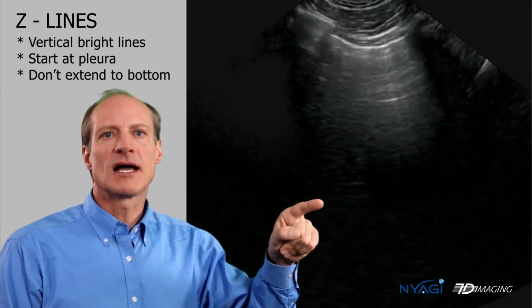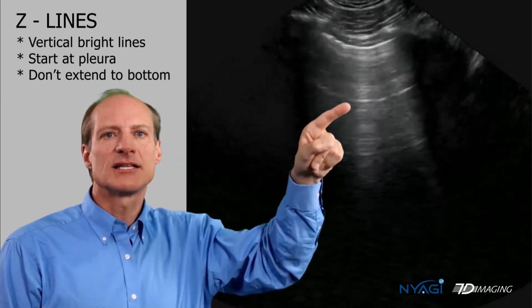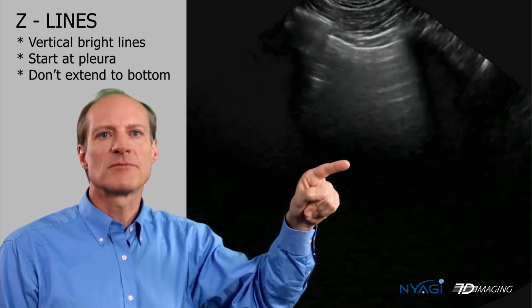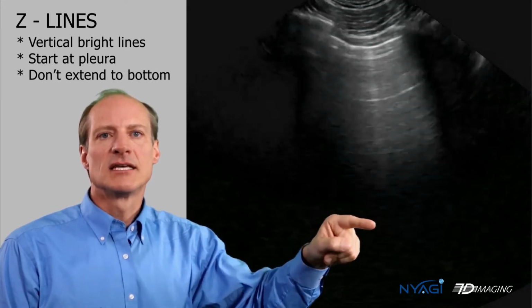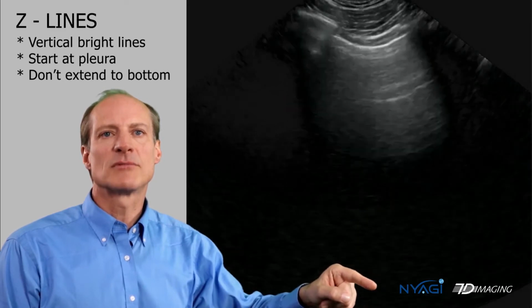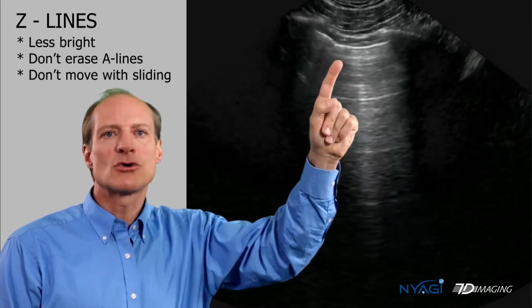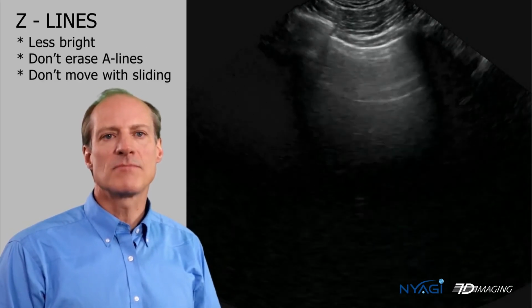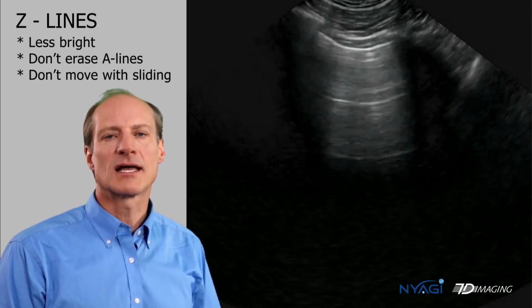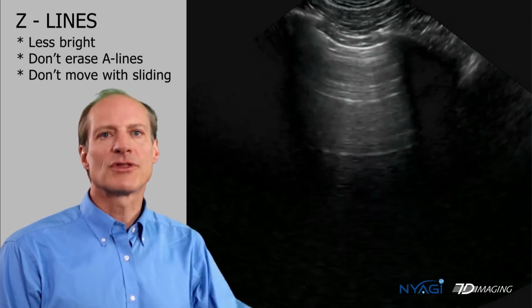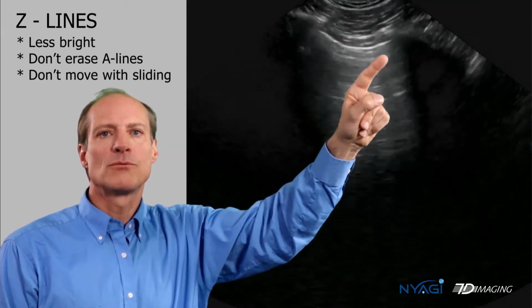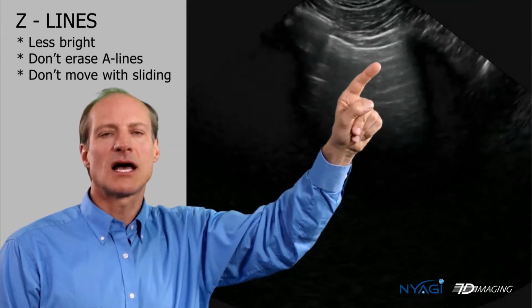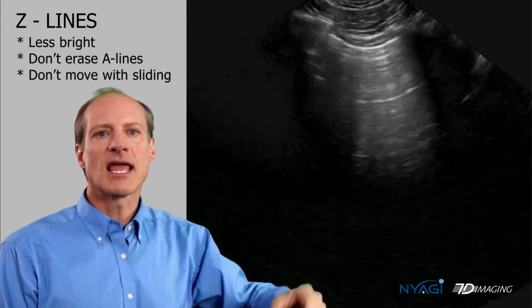A decoy of B-lines is something called Z-lines. Z-lines are also vertical lines that extend from the pleura, but they extinguish. They don't go very deep into the lung space. Certainly don't go down to the bottom of the lung field. Z-lines have no clinical relevance, but can be confused for B-lines. Again, it's important to look for the extension of the B-lines all the way to the base, moving as the lung slides, and erasing the A-lines.